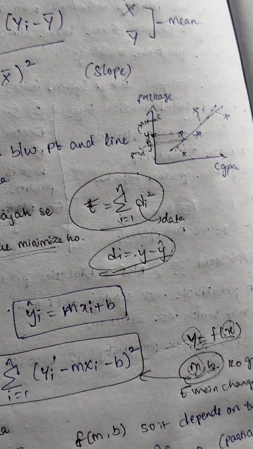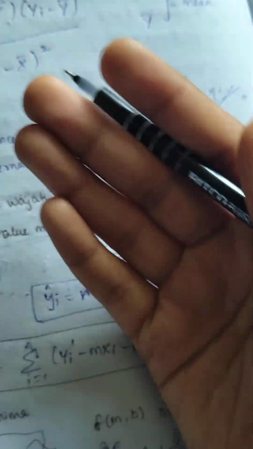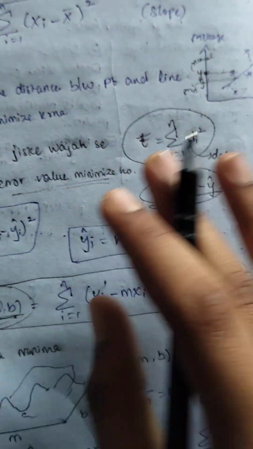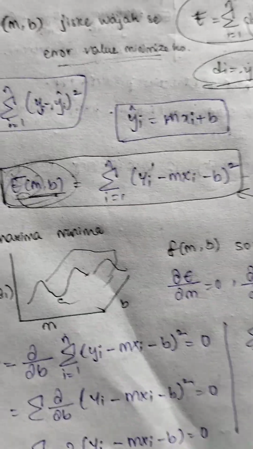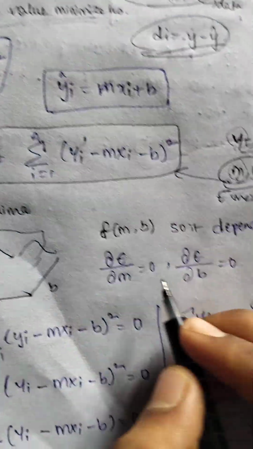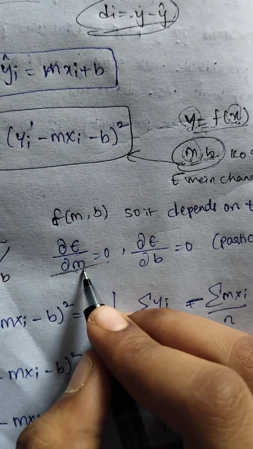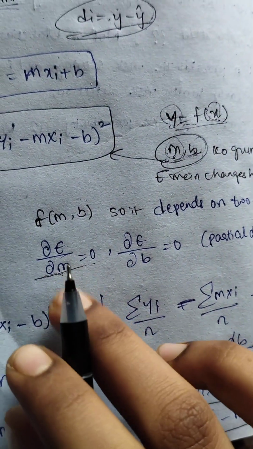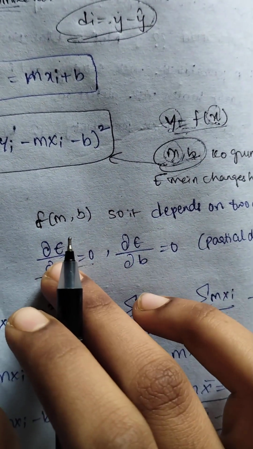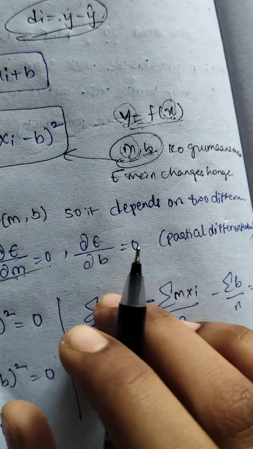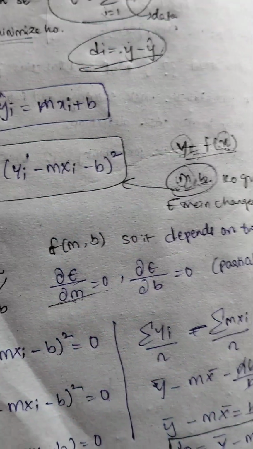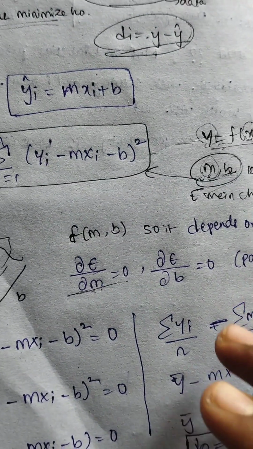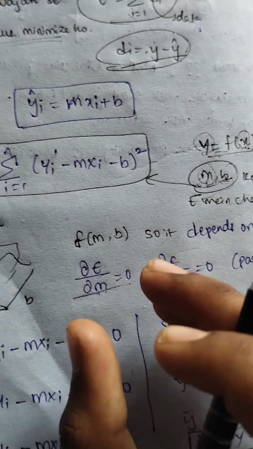So how do we find m and b? How do we find the slope and the intercept? To find the minimum value of the cost function, we use calculus. How the calculus is performed here is, we take the partial derivative of E with respect to m, for the slope, and also the partial derivative with respect to b, for the intercept. Then we set them equal to 0. This will help find the point where the error is minimum.